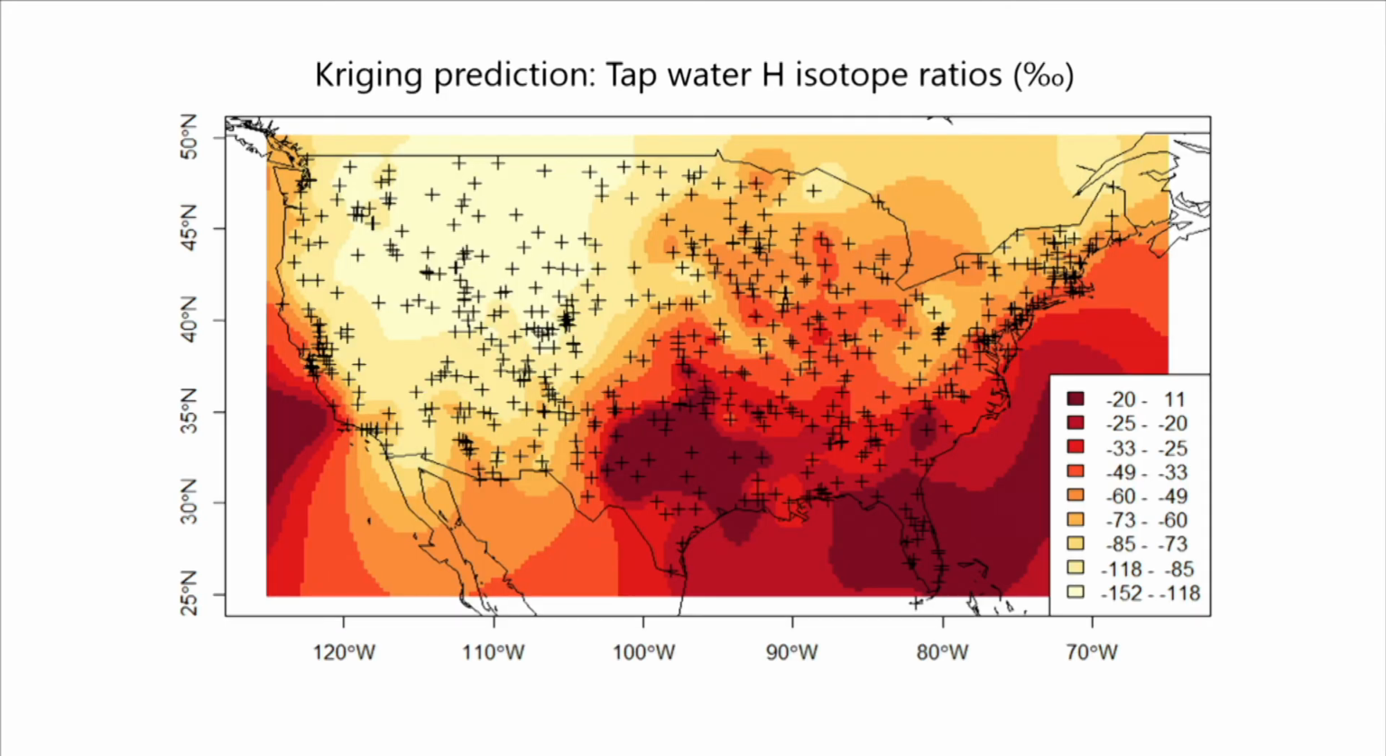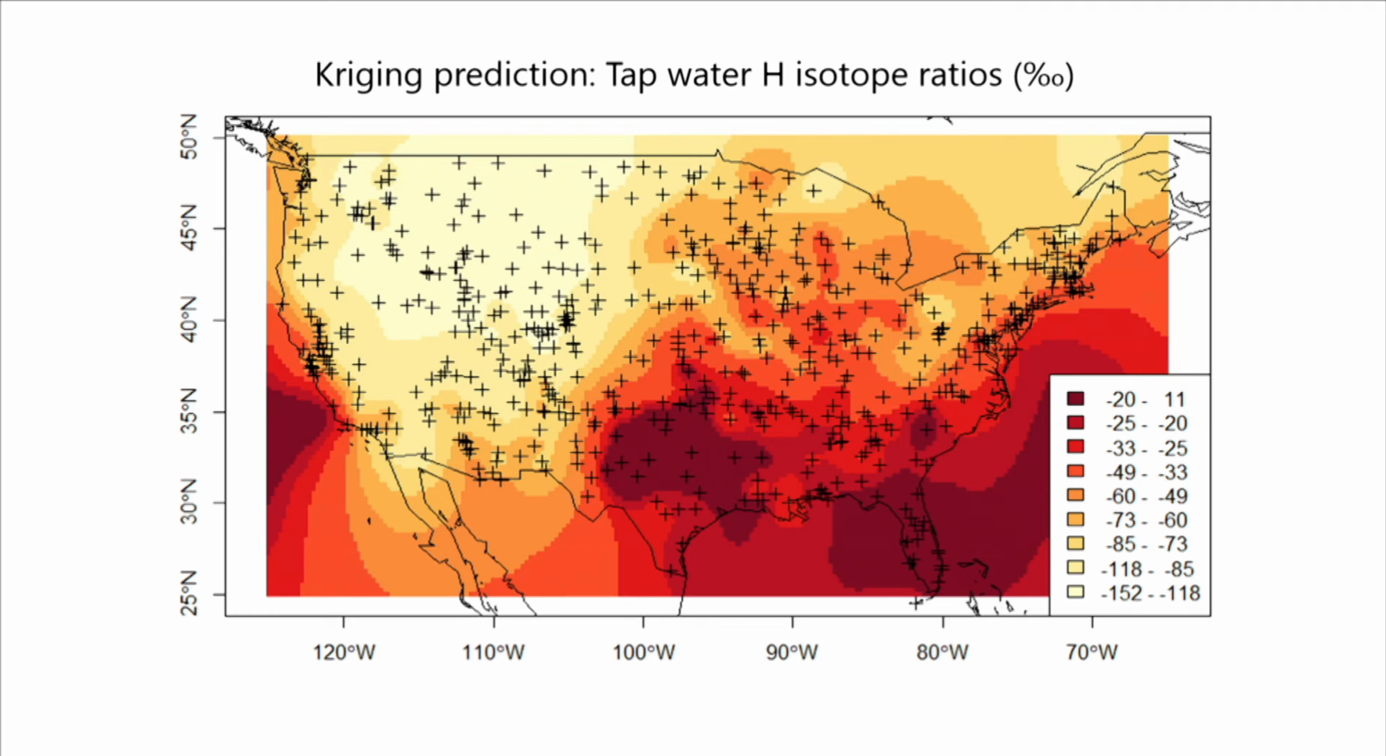Semivariogram models usually include one or more parameters that can give useful information about the spatial correlation structure of the data, such as the maximum distance over which data values are correlated, or the variability of our data over very short spatial scales. Once our semivariogram model has been determined, we can now calculate our spatial weights and use our data to make predictions. The result is a grid of values showing estimated tap water hydrogen isotope ratios.